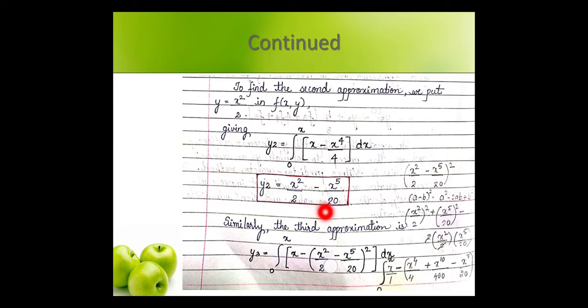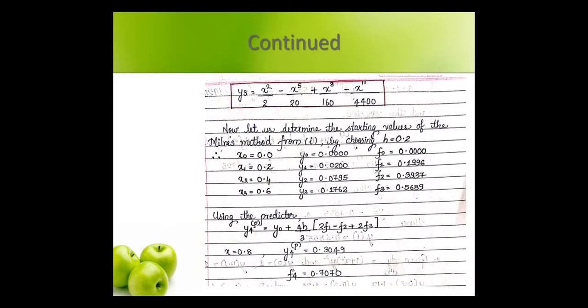Similarly, we need to find the third approximation root, that is y3 equals, now we need to substitute our y2 value in the f of x value. Once you substitute that, you will have the third approximation root, that is y3 equals x square divided by 2 minus x raised to 5 divided by 20 plus x raised to 8 divided by 160 minus x raised to 11 divided by 4400.